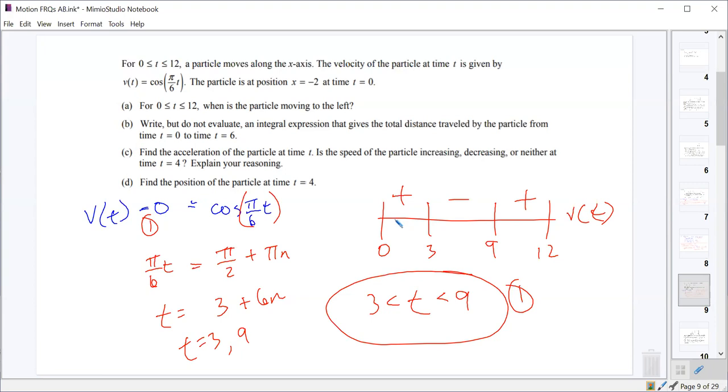You know what I mean? Like, you could say this is quadrant 1, this is quadrant 4 where cosine's positive, this is quadrants 2 and 3 where cosine's negative. So it must be moving to the left. Does that make sense or no?